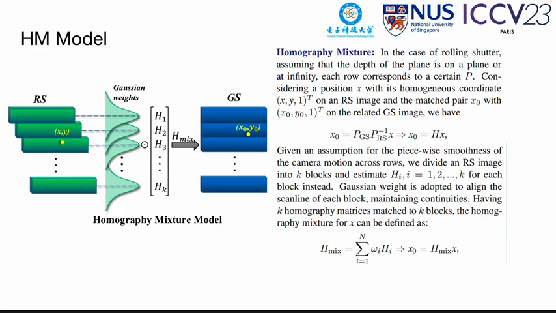What is homography mixture model? Homography mixture is that we divide an image into several blocks. Then each block corresponds to one homography matrix. But to maintain the continuity of different blocks, we add Gaussian weight maps to the whole image among different scanlines of different blocks. Thus, every pixel corresponding to its location from RS to GS can be a transform of the homography mixture combined with Gaussian weights.